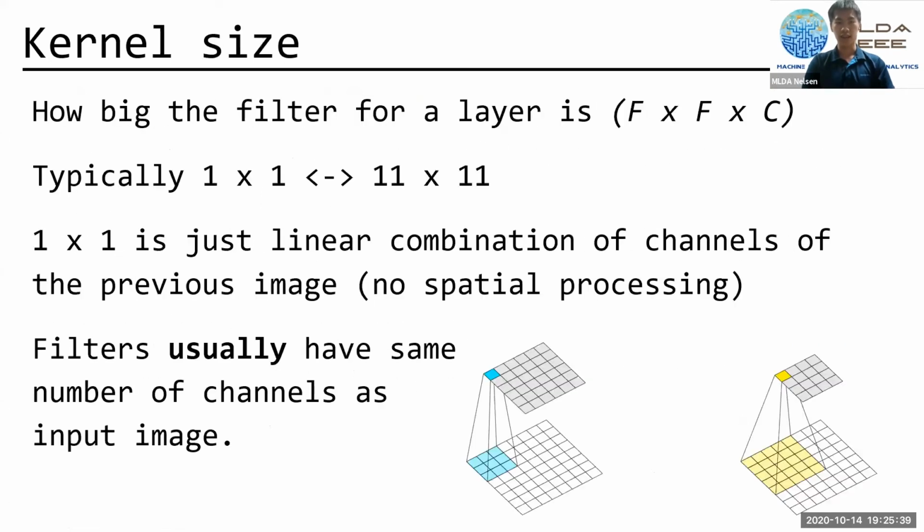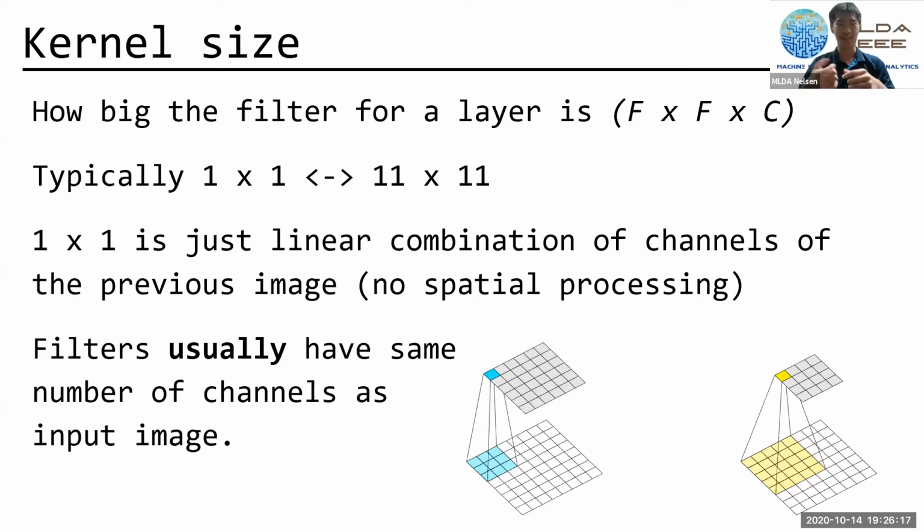And kernel size is quite important for you guys because a convolutional neural network depends on the kernel size. Kernel size actually explains how big the filter or the kernel is. It's usually represented like F times C. The C here, or channel, usually has the same number as the channel in the input matrix.